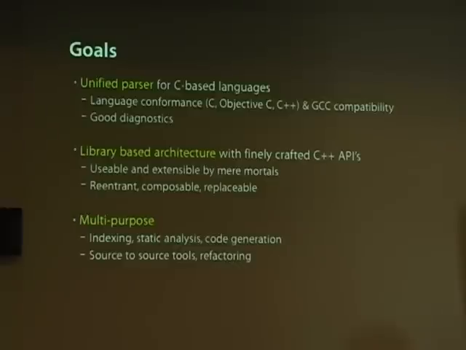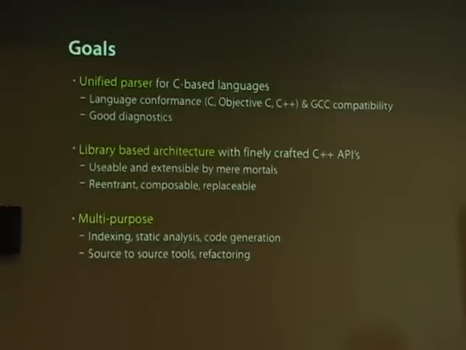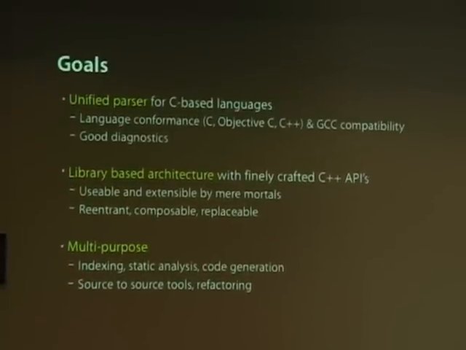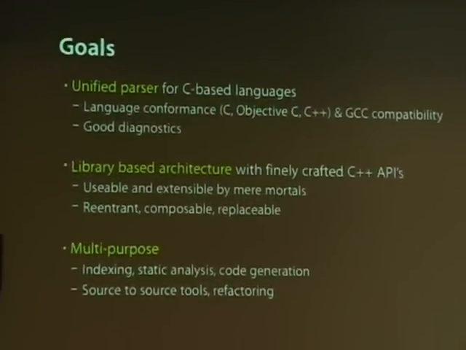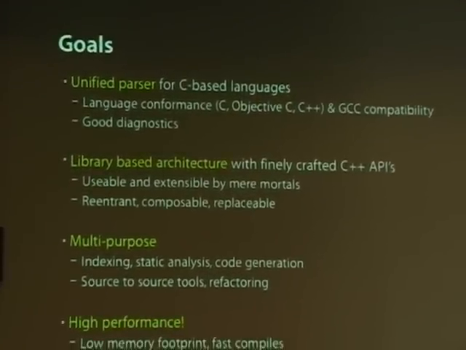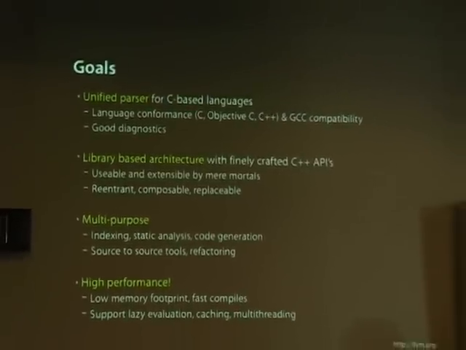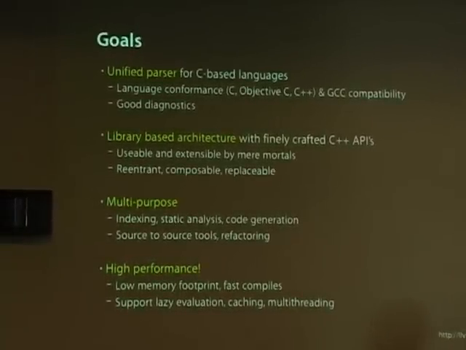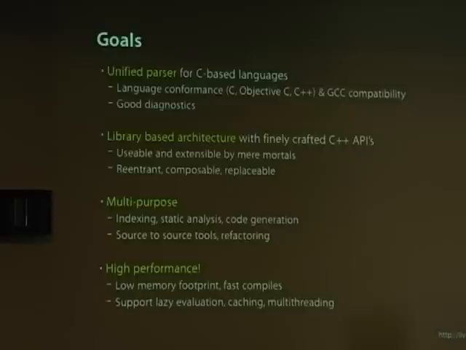So again, we want to be multi-purpose here. In an IDE, you have multiple different clients. You want to be able to support them all well. That's a primary goal of ours. And of course, we want to be fast, right? And so this includes compiling code fast, having a low memory footprint, but also allowing interesting optimizations like caching, lazy evaluation, supporting multi-threading within the compiler, things like this, which are very difficult to retrofit into an existing compiler that wasn't built to support those.